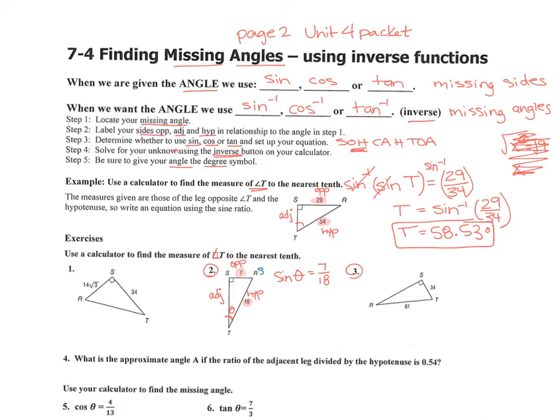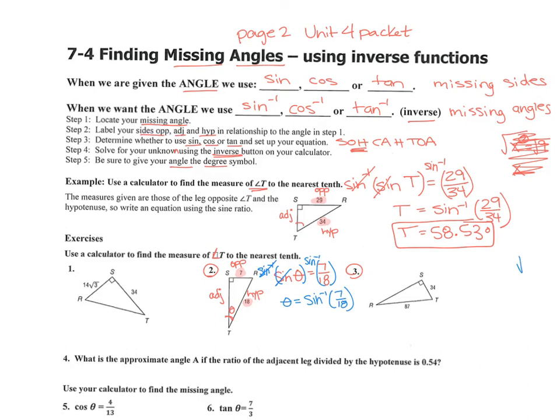So I'm going to take the sine inverse of the left side, and I'm also going to take the sine inverse of the right side, and my sine inverse cancels my sine, and I get theta equals sine inverse of 7 over 18. By the way, this is not sine inverse times 7 over 18.